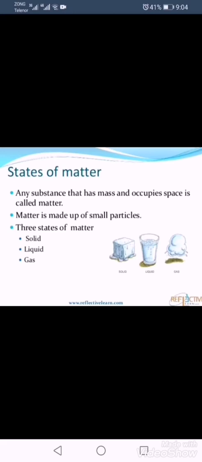For example, there are three states of matter: solid, liquid and gas. If you take the example of solid, you can take the example of a book. Book is matter. Chair, table, whatever. And for liquid, we can take the examples of juice, water. And gas is present in the form of air. Air is matter. All the states of matter take up space and have mass and weight.